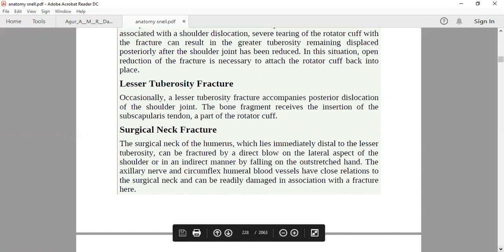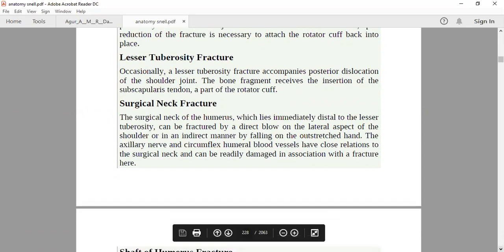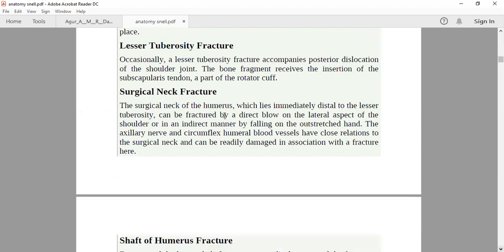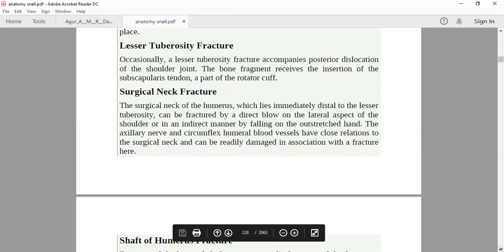Surgical neck fracture. The surgical neck of the humerus, which lies immediately distal to the lesser tuberosity, can be fractured by a direct blow on the lateral aspect of the shoulder or in an indirect manner by falling on the outstretched hand. The axillary nerve and the circumflex humeral vessels have a close relation to the surgical neck and can be readily damaged in association with a fracture here.